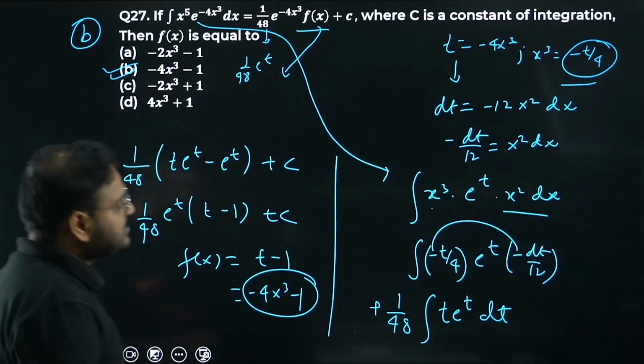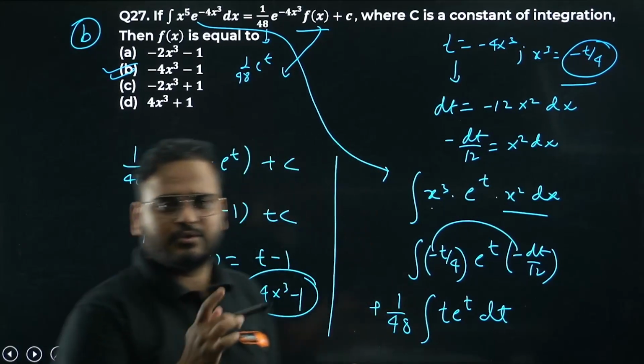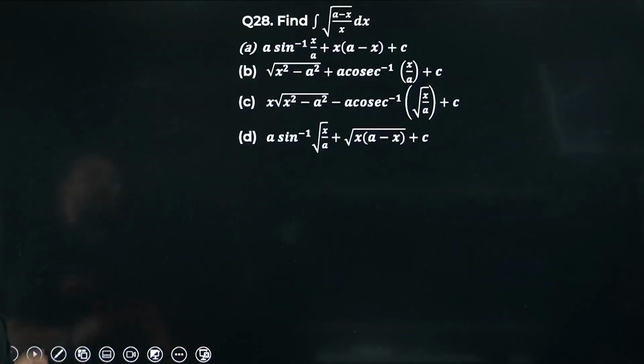28 now. 27th is done. Not difficult. Good level question. Okay. 27 is done. 28 now.